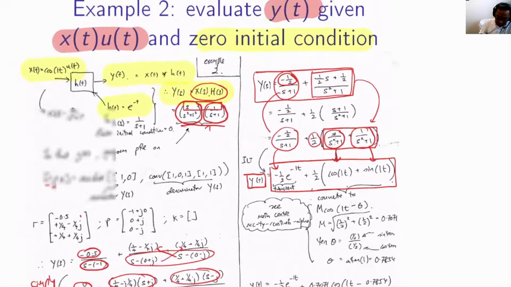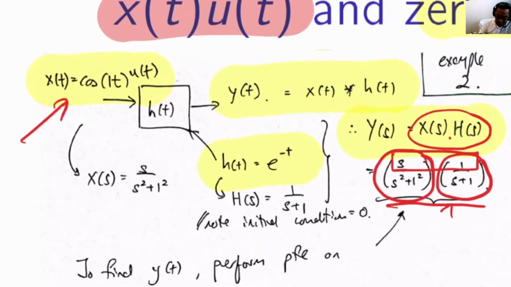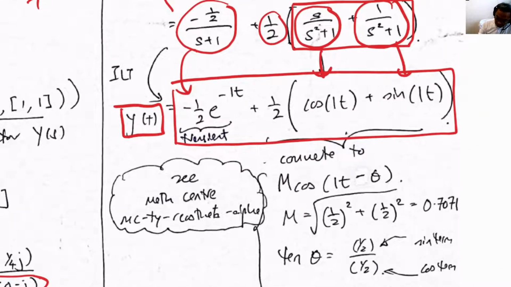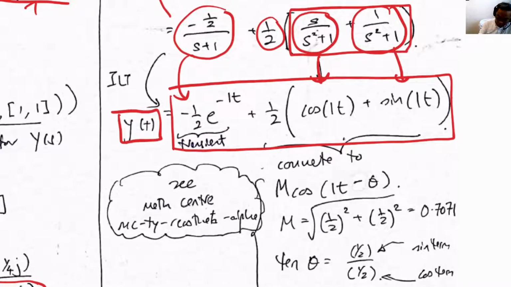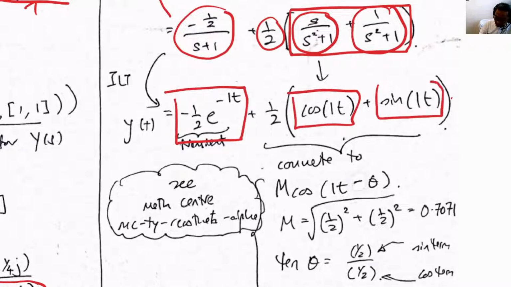Remember I told you that if you send a cosine into an LTI system, out will come a cosine of the same omega. That means the same frequency. What will change is the amplitude and the phase. But what came out is three terms. One term here, one term here, and one term here. I should put u of t here. So how do we reconcile that?